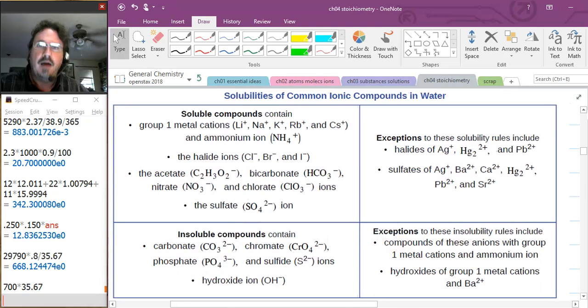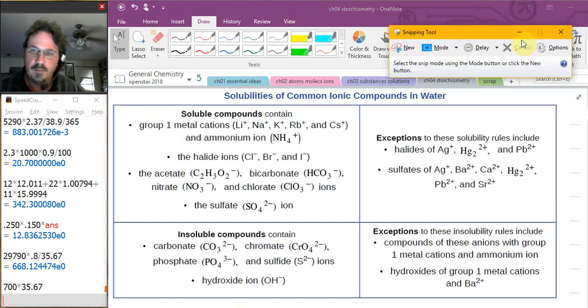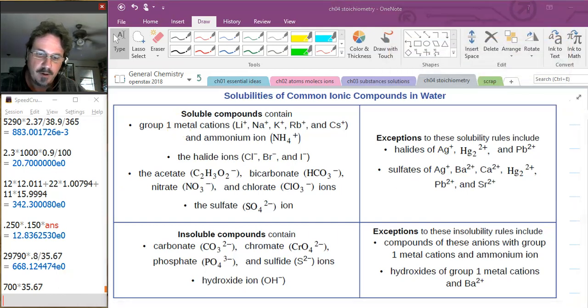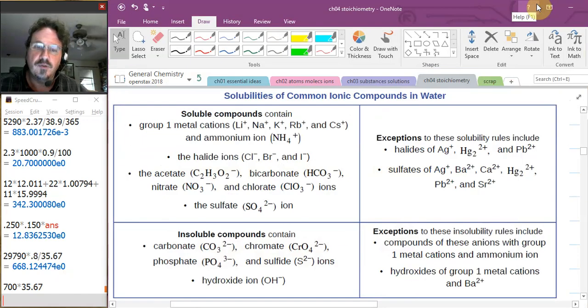And honestly, I don't love this presentation of it. I'm going to show you a different one which I like better. But let's take a quick look at this. It says soluble compounds contain group 1 metals. Hey, that's like sodium and potassium and lithium, that first column on the periodic table. Let's call it up really quickly here. Whoops, I just hit the wrong button. I don't want that. I want my periodic table. There we go. All of these guys, so lithium, sodium, potassium, rubidium, cesium, those guys are for the most part going to form soluble compounds.